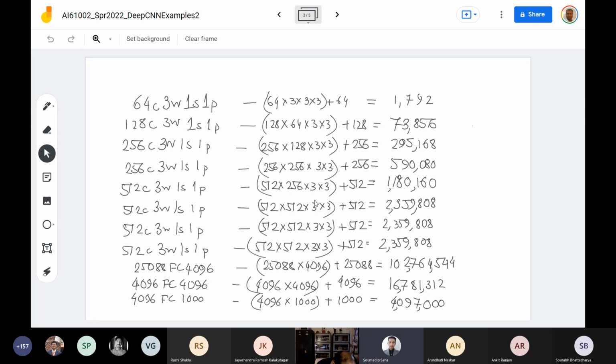4096. 25088? 25088 is the number of input neurons. Hey, wait, I made it wrong. That will be 4096. Yes, sir.